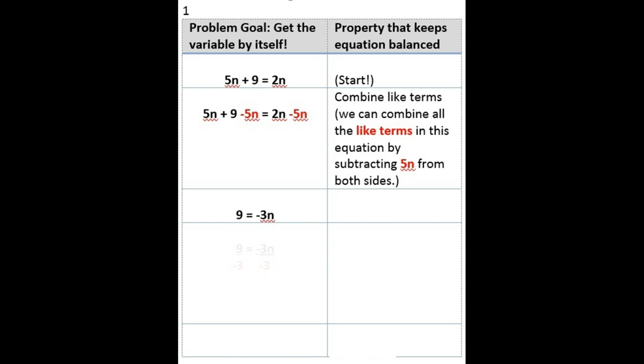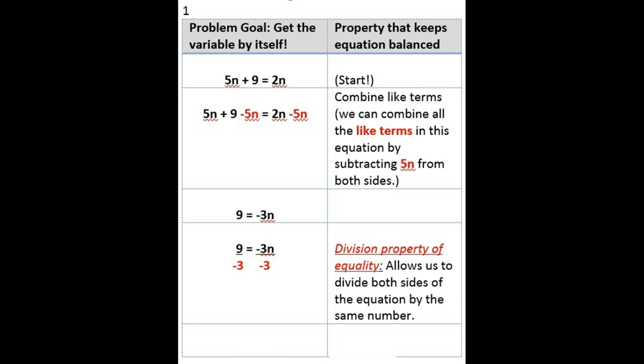So the 5n's cancel out. We have 9 equals 2 minus 5, negative 3n. Then we have something we recognize. 9 equals negative 3n. Divide both sides by negative 3. That's the division property of equality. So now we end up with n equals negative 3. All right. So going on to problem number 2.